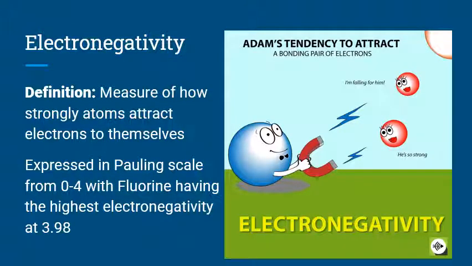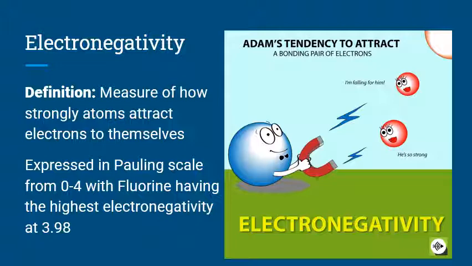The last periodic trend we're going to look at today is electronegativity. So this is a little bit different from the last two that we looked at in that we're no longer measuring energy. Instead, this is a measure of how strongly atoms attract electrons to themselves. And when I say a measure, it's really more of an arbitrary number that is assigned to it in what's called the Pauling scale. This Pauling scale goes from 0 to 4, and fluorine has the highest electronegativity at 3.98.